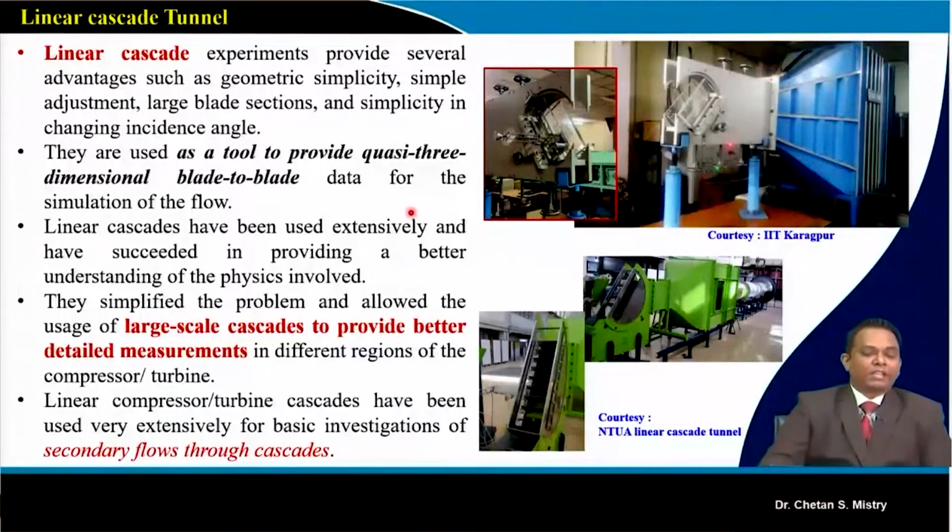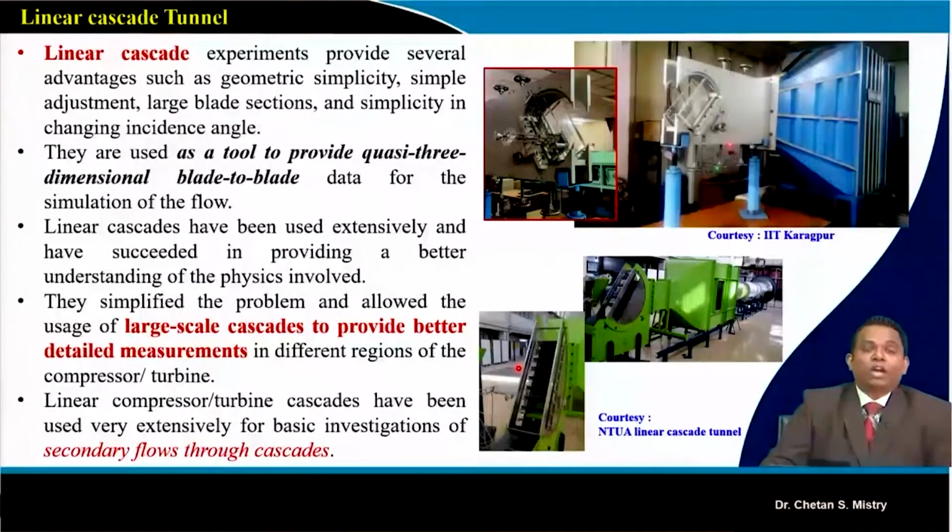It provides several advantages, such as geometrical simplicity, because it is the same aerofoil that we are extruding for a particular span. You can have simple adjustment. Here we have a knob, and by tilting that knob we are able to change the angle of incidence to my cascade. We can also go with large blade sections, and this is providing the large blade section.